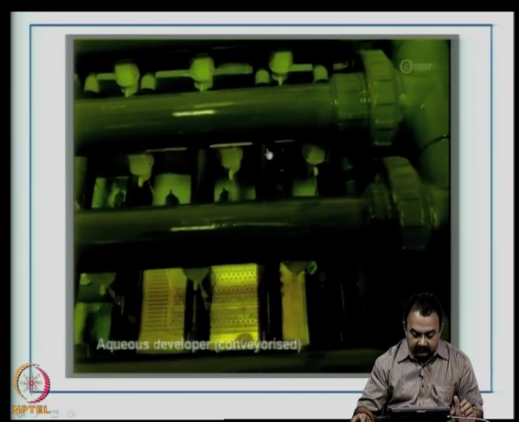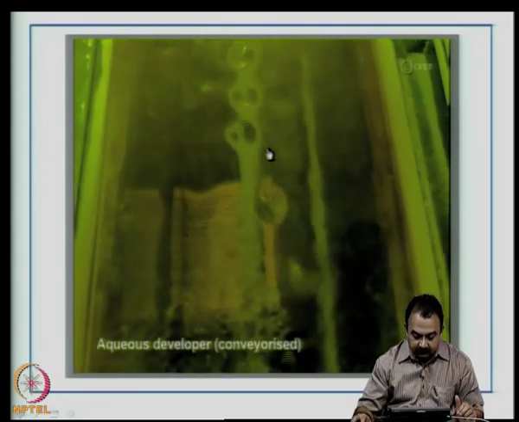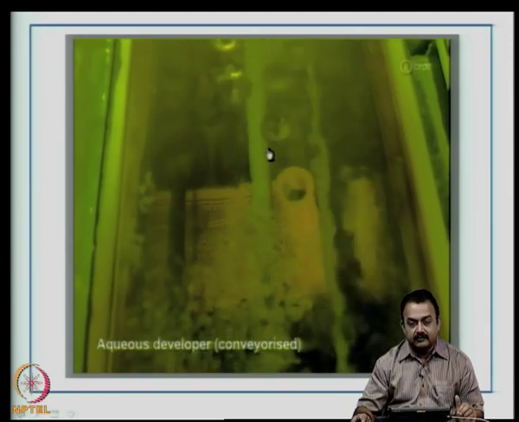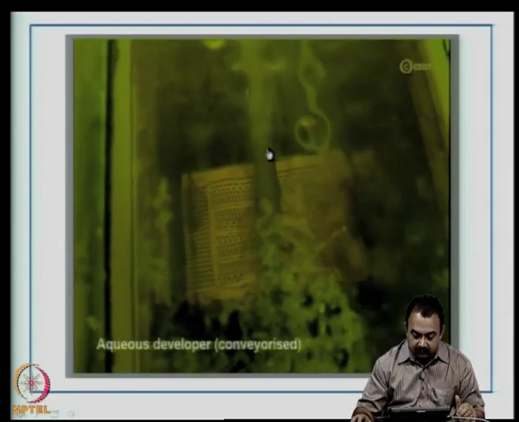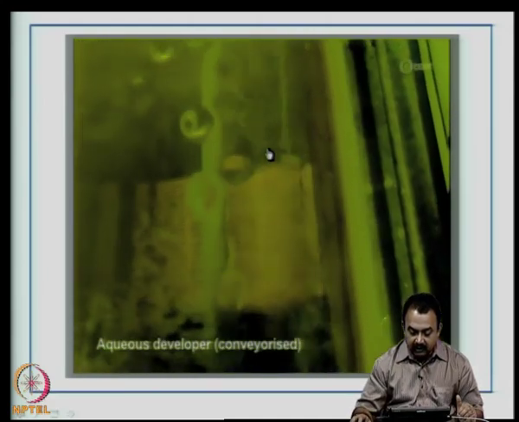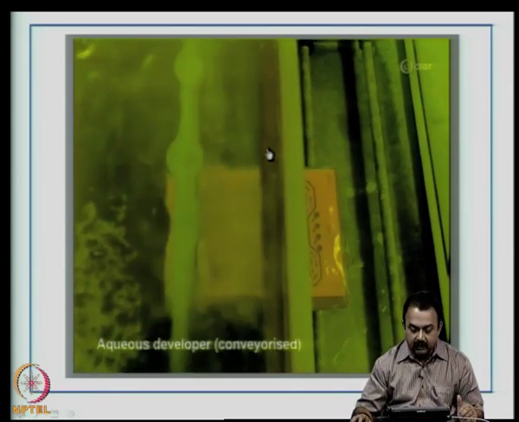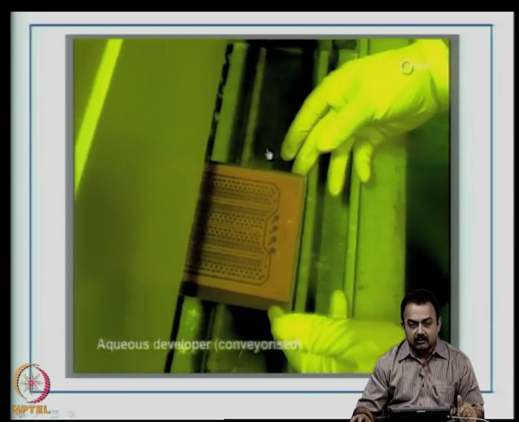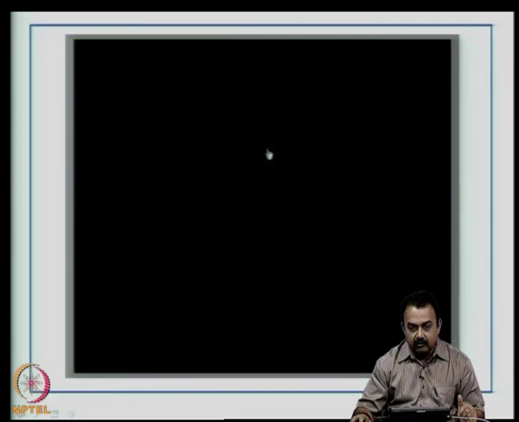Okay, now you can see that the board is now sprayed with the developer. The photoresist material is now removed in those areas where the UV light has not touched the material, because it is a negative photoresist, and out comes the board after it is cleaned with deionized water. So, one end of the conveyorized machine will have a cleaning section using deionized water, and you can see the board is now complete with the developing process.